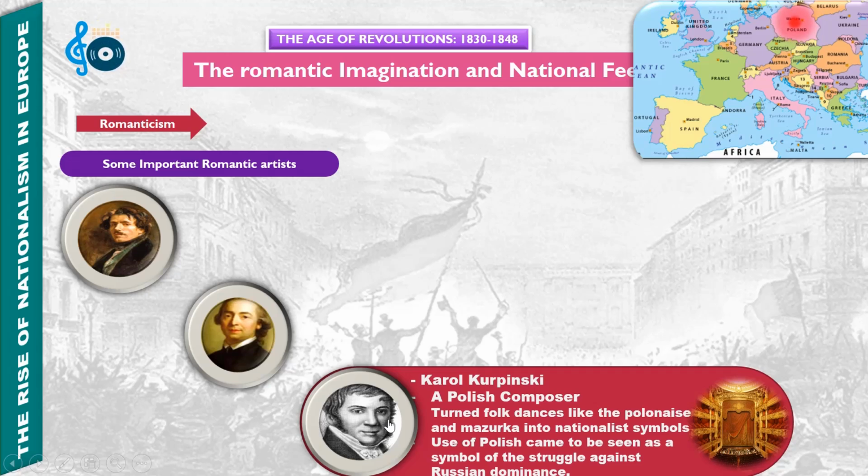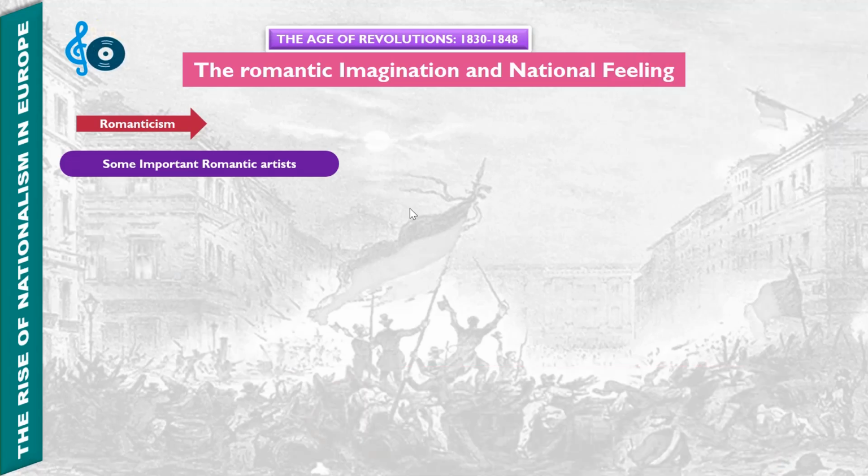Karol Kurpinski, for example, celebrated the national struggle through his operas and music, turning folk dances like the Polonaise and mazurka into nationalist symbols. Use of Polish came to be seen as a symbol of the struggle against Russian dominance. Language too played an important role in developing nationalist sentiments.